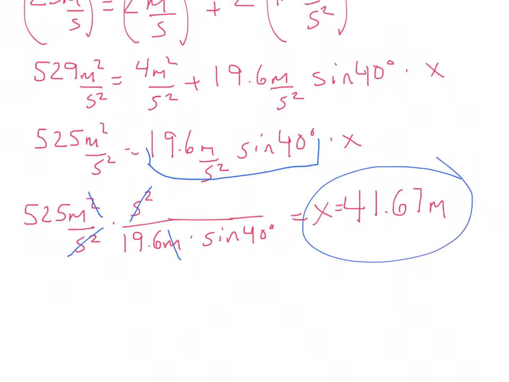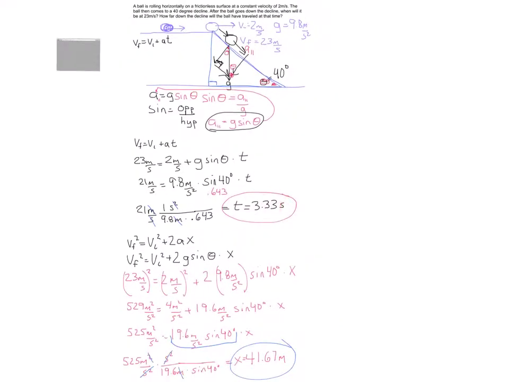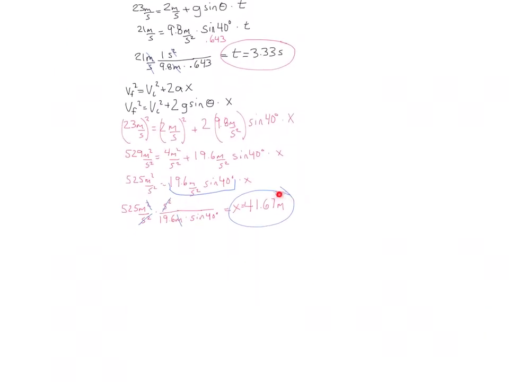So what we did was we found the time that it took for it to get to that 23 meters per second. That was right here. It took 3.33 seconds. And then we solved, and this is how far the ball had to go down in order to get to that.